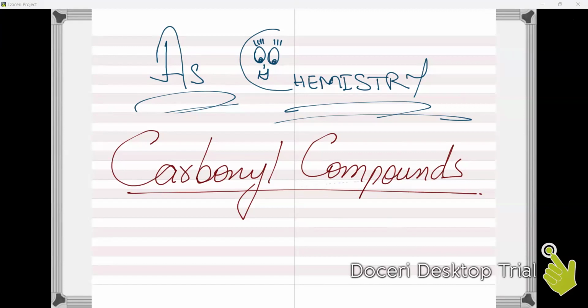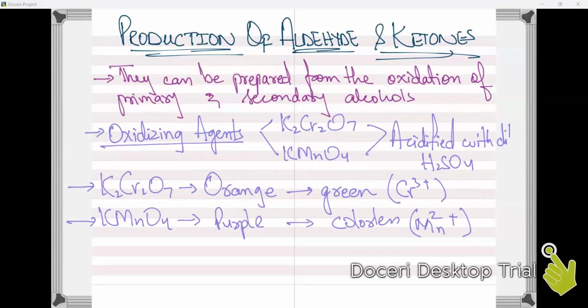Today's topic is about AS chemistry carbonyl compounds. Now, what are carbonyl compounds? They are basically two: one is aldehydes and the other is ketones. First of all, how can they be prepared? They can be prepared by oxidation. Number one, oxidation of primary and secondary alcohol. That's the first thing.